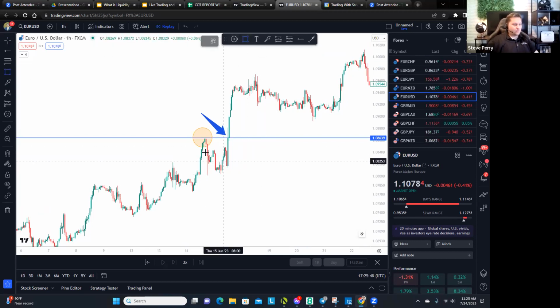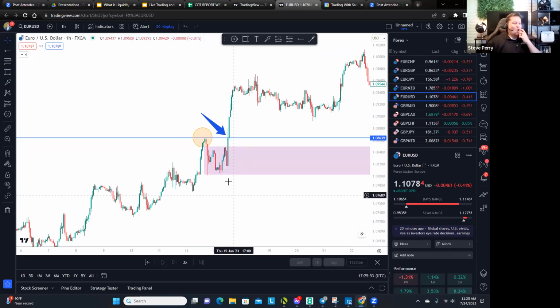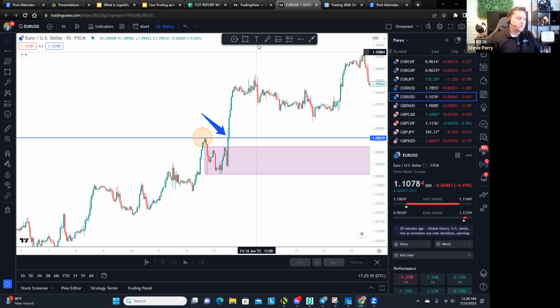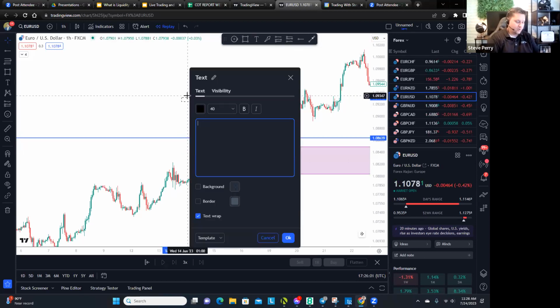This area right in here is your liquidity. Why is that liquidity? Because that was the last contraction phase before the market broke out. So this is your BOS here because the market obviously left this area.